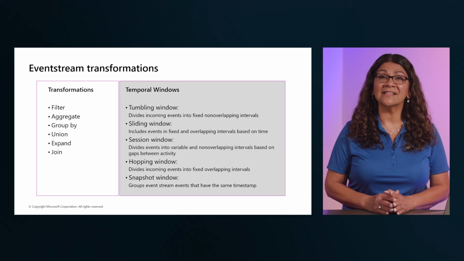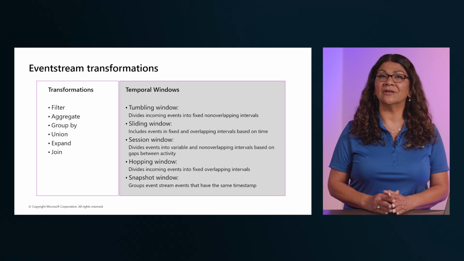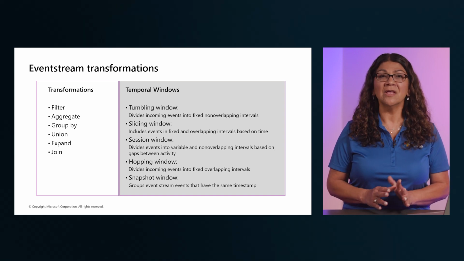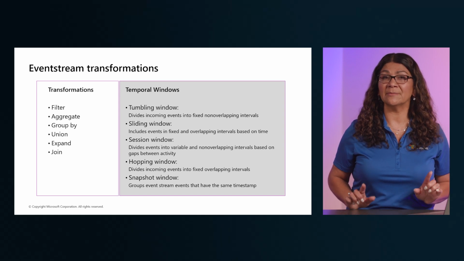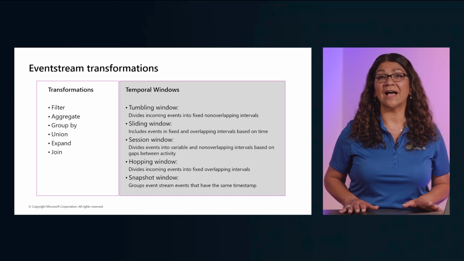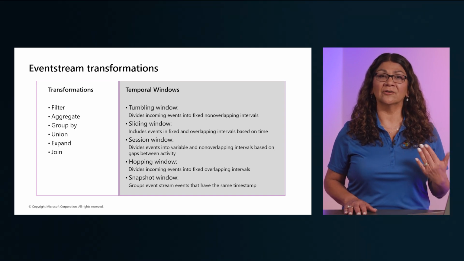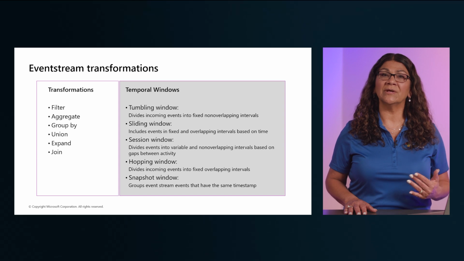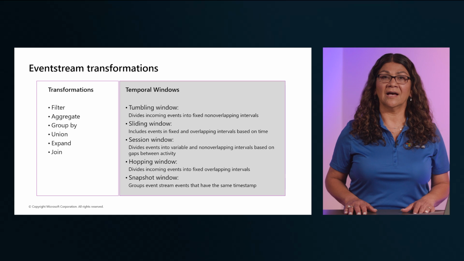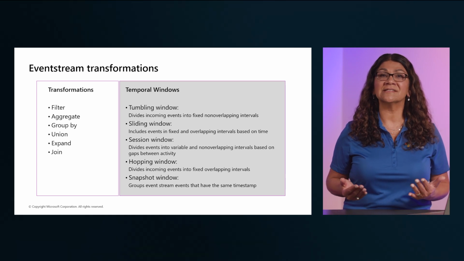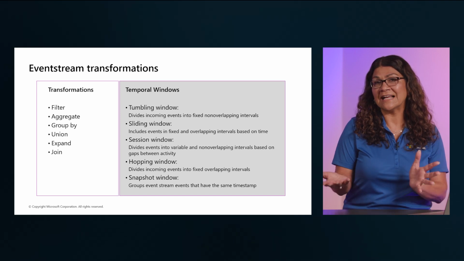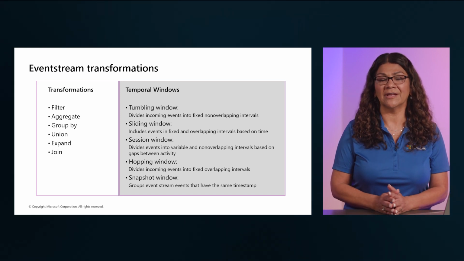Next, we have sliding windows, which include events in fixed, overlapping intervals based on time. This is perfect for maintaining a continuous view of data with a sliding window of 5 minutes and a slide interval of 1 minute. Each window overlaps with the previous one by 4 minutes. Useful to continuously calculate the average number of visitors over, let's say, the last 10 minutes, updated every minute.